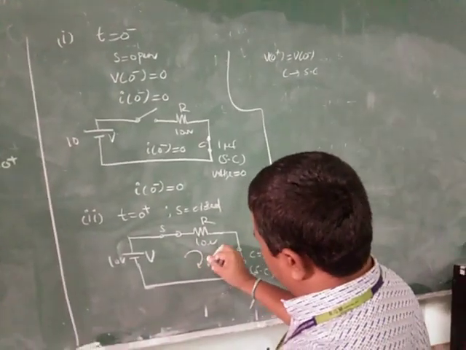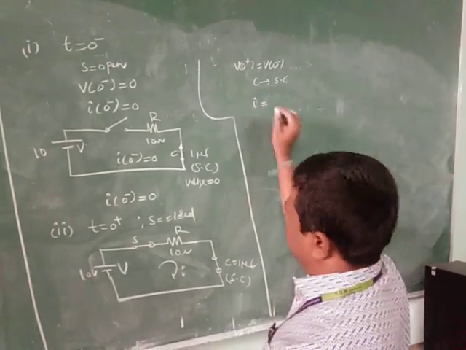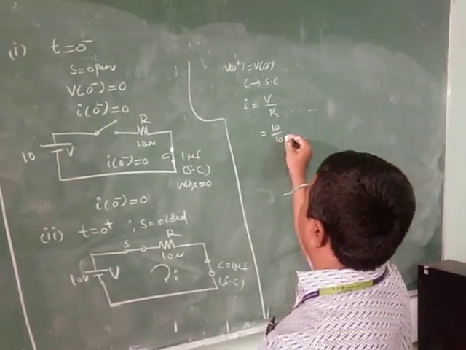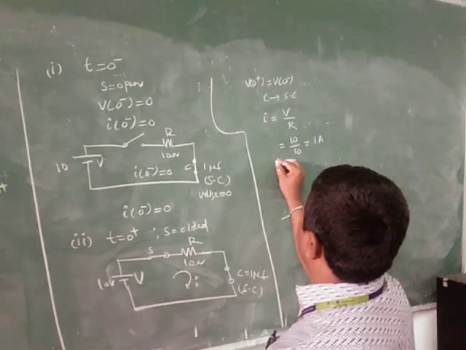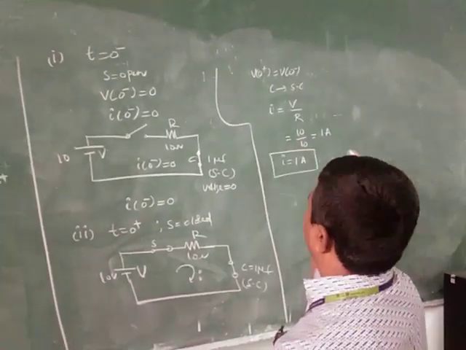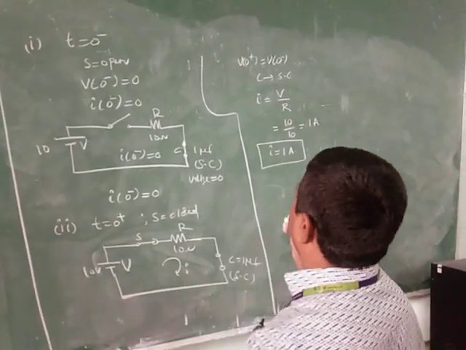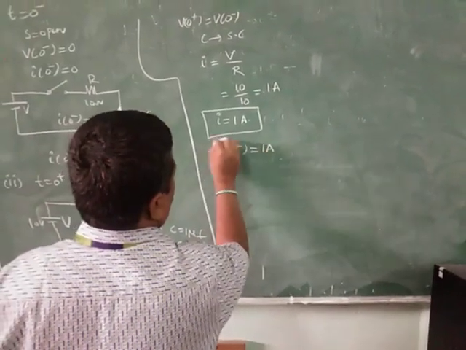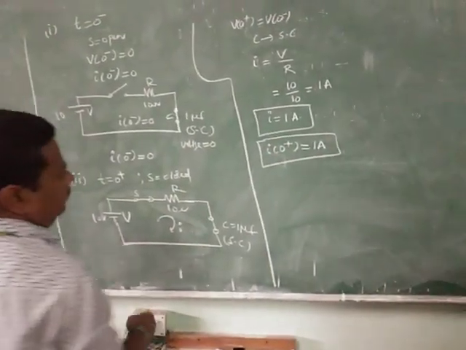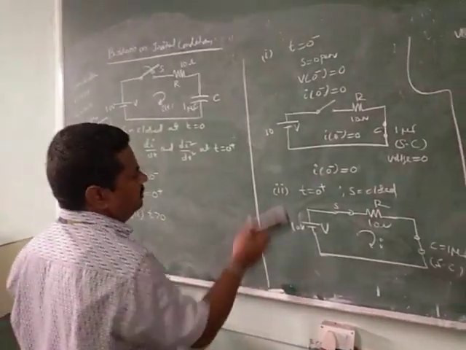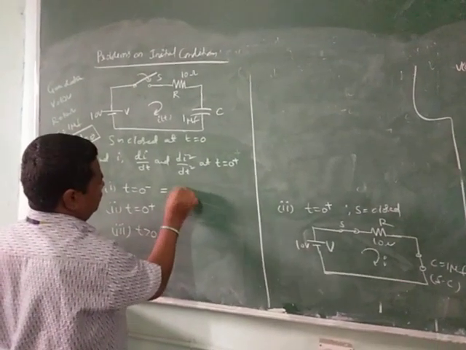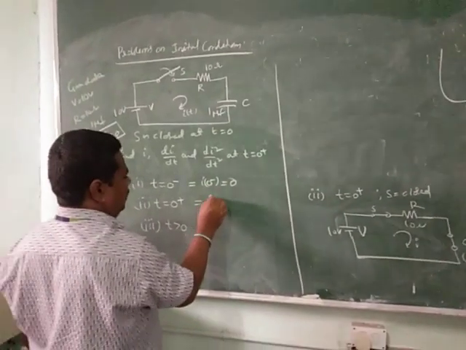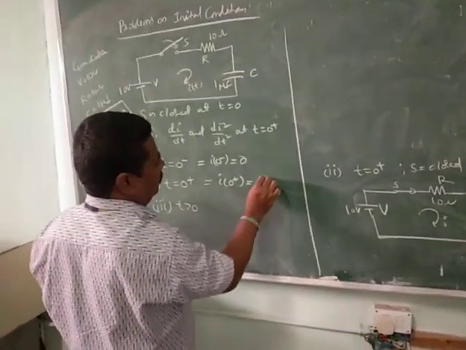Now the current in the circuit is I is equal to V by R, that is equal to 10 by 10, that is equal to 1 ampere. So in the second case, I is equal to 1 ampere. That means at t is equal to 0 plus, I of 0 plus is equal to 1 ampere. That is the second case, right? And coming to the third case, I of 0 minus is equal to 0, I of 0 plus is equal to 1 ampere.